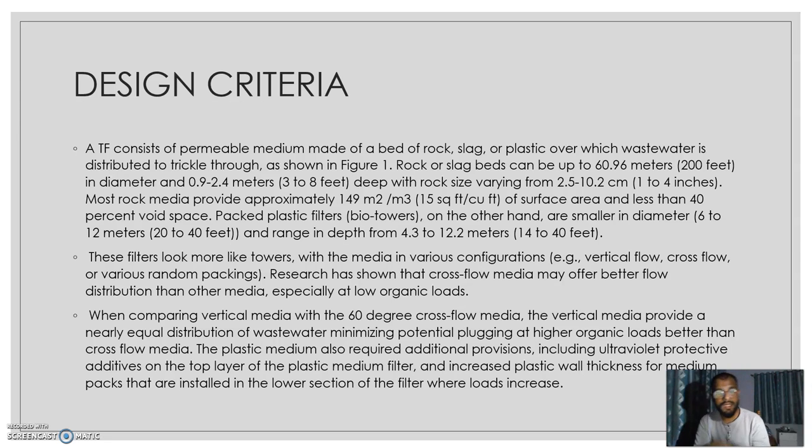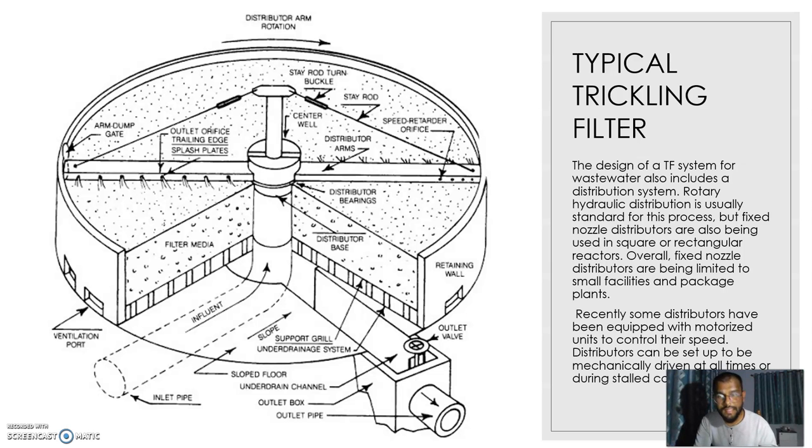So here we can see the filter media. As we said, it will be cylindrical or tower shaped. Here is the inlet pipe. As we have seen earlier, there will be vertical flow and cross flow. There will be a retaining wall surrounding it.